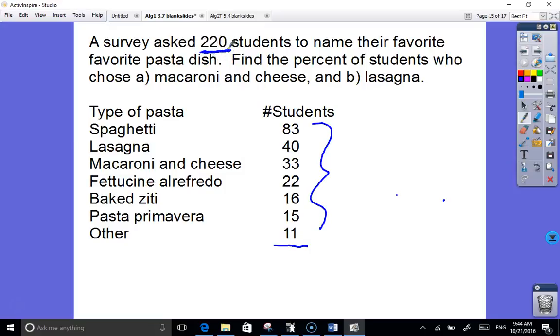Okay, so calculate it. For the macaroni and cheese, that'll be 33 over 220 equals P over 100. What is it? 15%? So just do 33 divided by 220. Move the decimal place over twice. 15%. Okay, that was for macaroni and cheese. Now try lasagna. Ought to be a little bit more, right? Because it's 40.